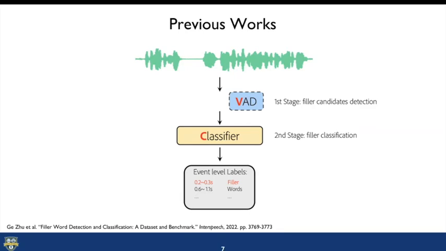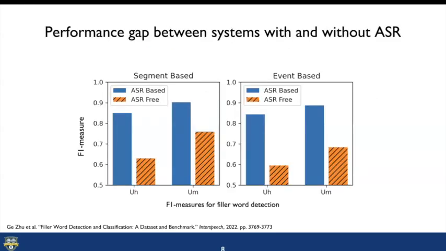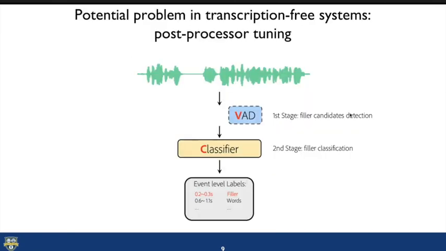In this paper, they also propose an alternative method without an ASR system for situations where people cannot access the ASR. If we look at the filler word detection performance of the ASR-based and ASR-free systems, we can see that there's a huge gap. And this leads to the main topic of our work: how to bridge the gap between the ASR-based and ASR-free systems. If we look at the transcription-free systems, there is a potential problem here.